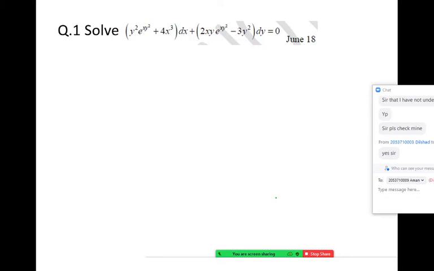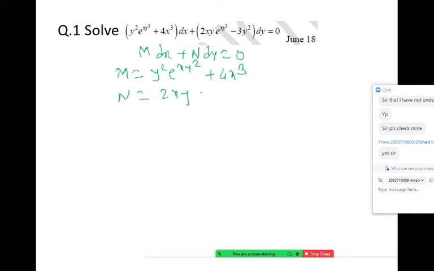Yes, Ankur, what happened today? So the first thing, comparing it with M dx plus N dy equal to 0, sir. Correct. So we get M and N. The value of M we get is y square e raised to xy square plus 4x cube, and the value of N we get is 2xy e raised to xy square minus 3y square.